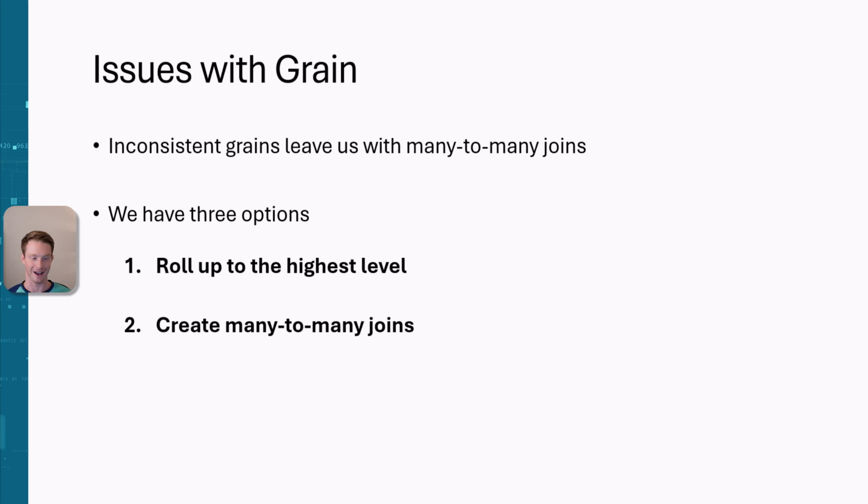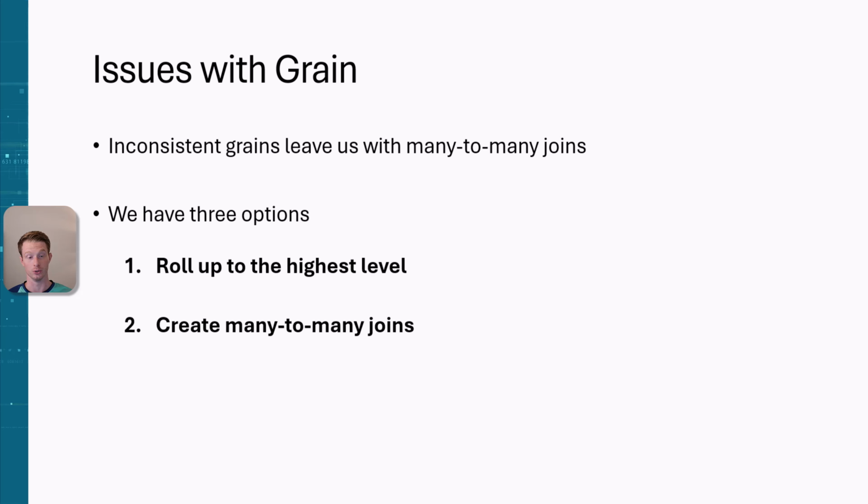The next option we have is to create many-to-many joins. And this is just a bad idea in general. So I'm not even going to do this one. I'm not going to look at it. We're going to say, let's avoid many-to-many joins. There are some cases where it may be impossible and very unique scenarios, but there's usually a better option.